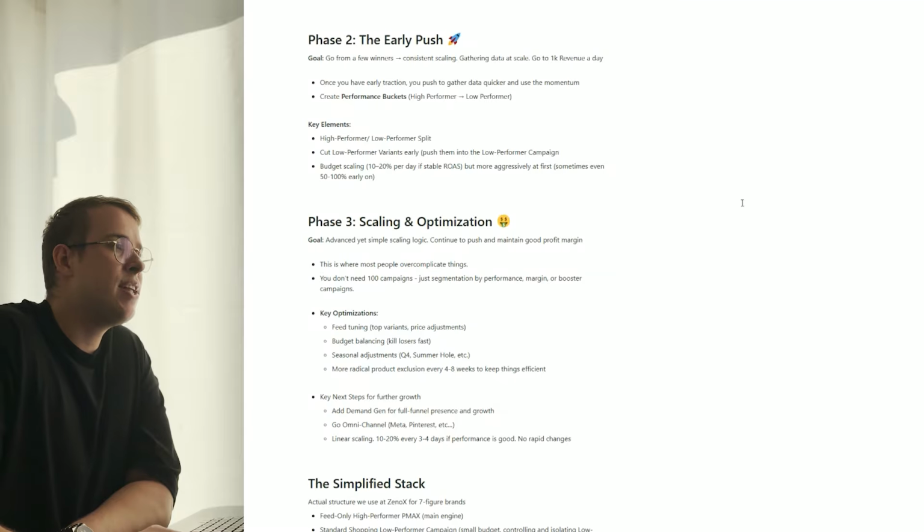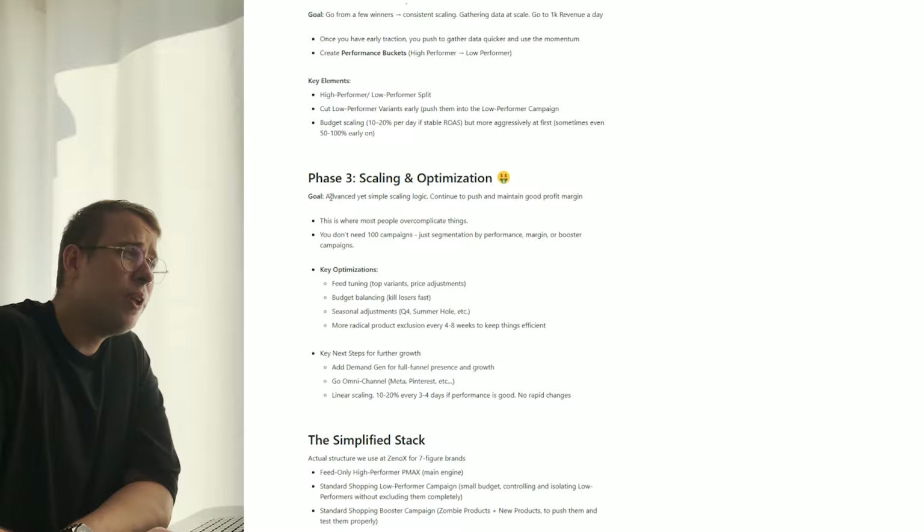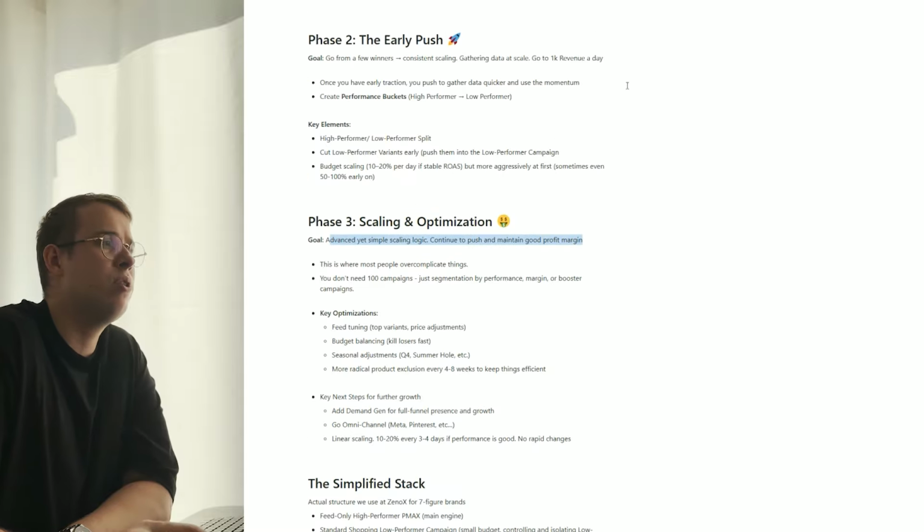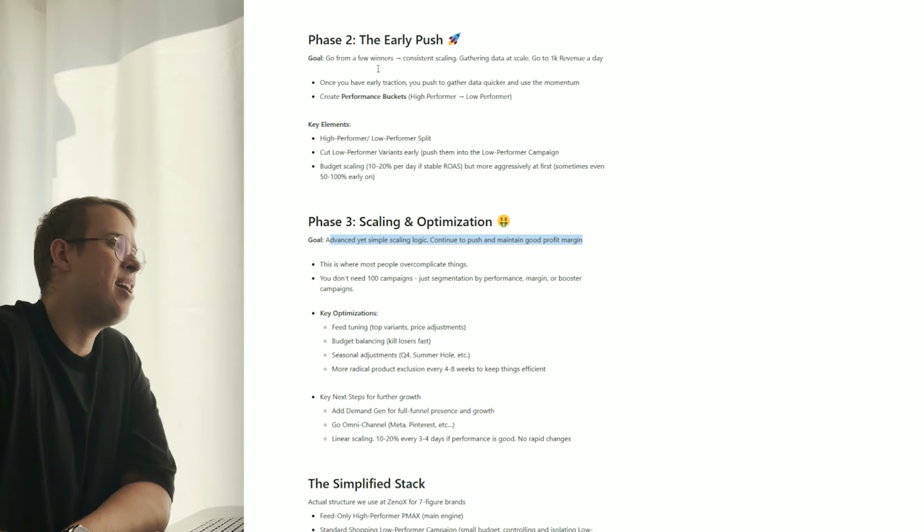Then phase 3, that's the fun phase, right? Like we said, scaling and optimization. The goal is taking what's working now, because we obviously got some momentum, and pushing that further, making sure we cut the inefficiencies, like we said, still early on. So it's the same thing as the early push phase, just at a higher level, a bit more sophisticated, quicker and more dynamic, because we have bigger budgets now. So we can move faster, test things faster, and we also add some more campaigns.